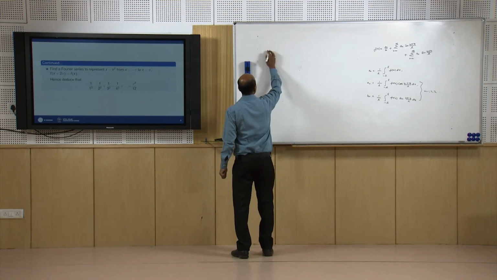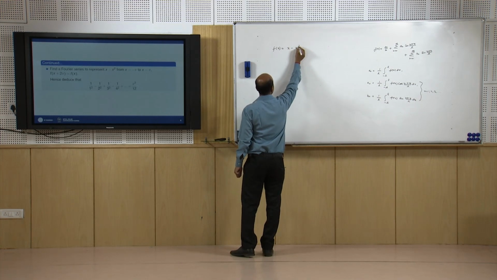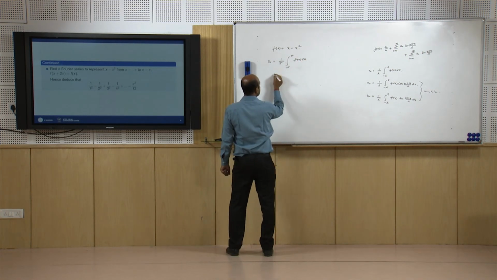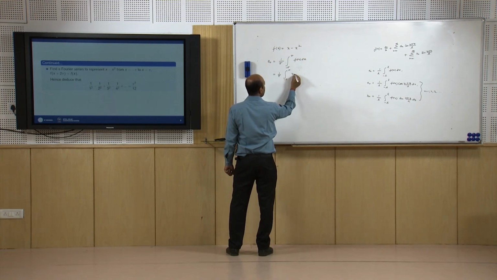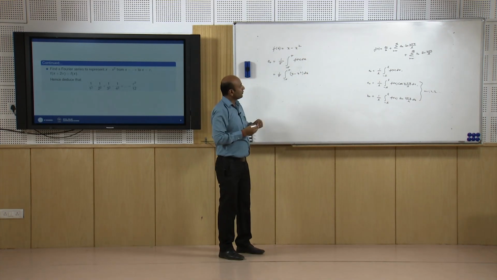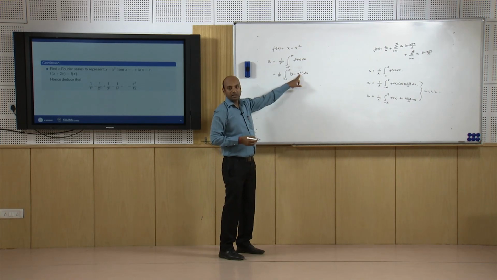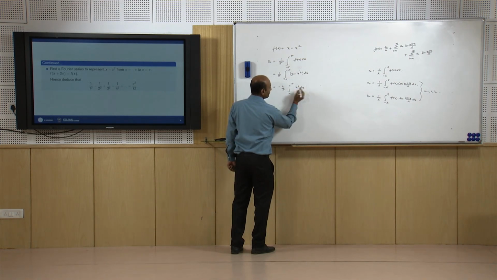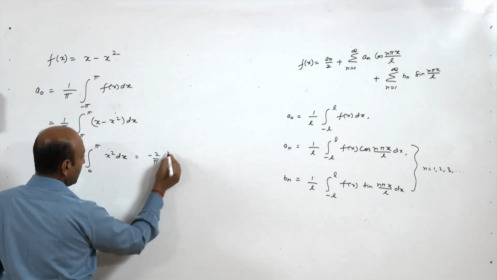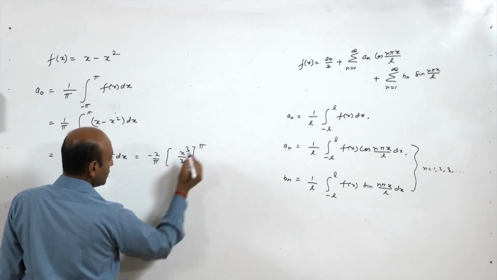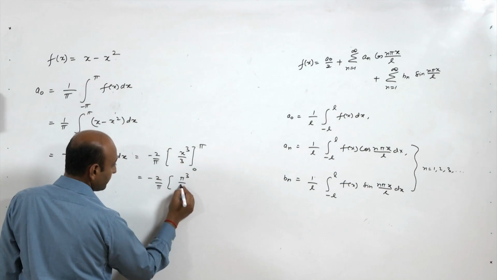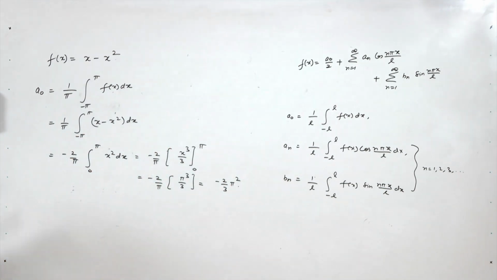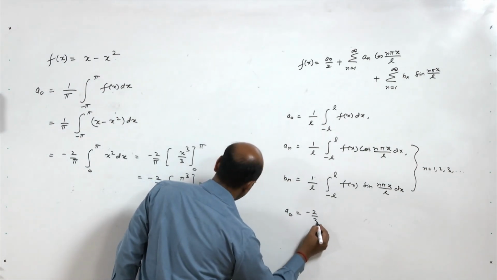So, what is f x here? F x is x minus x square. Now, what will be a naught? Again 1 by pi integral minus pi to plus pi f x dx. It is 1 by pi integral minus pi to plus pi of x minus x square, by 2, dx. Now, this x is an odd function, from minus pi to pi it is 0, and this x square is an even function, so it will be 2 times. So, we can easily write it is minus 2 upon pi integral 0 to pi x square dx, and it is nothing but minus 2 upon pi, x cube upon 3 from 0 to pi, which is nothing but minus 2 upon pi cube by 3, and it is equal to minus 2 by 3 pi square. So, this is a naught for this problem. I am writing a naught over here, a naught is minus 2 by 3 pi square.